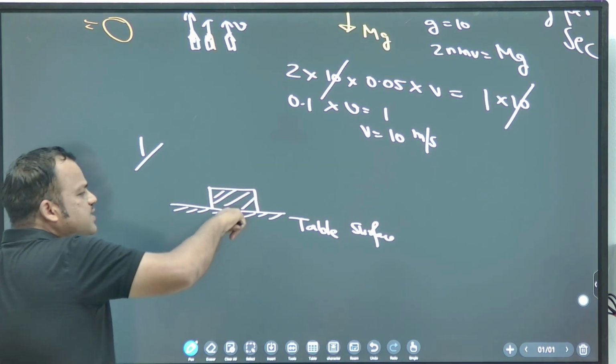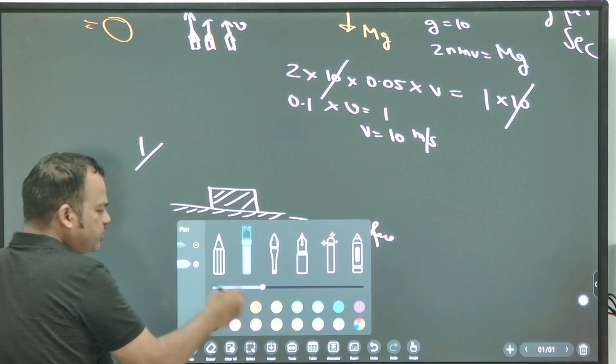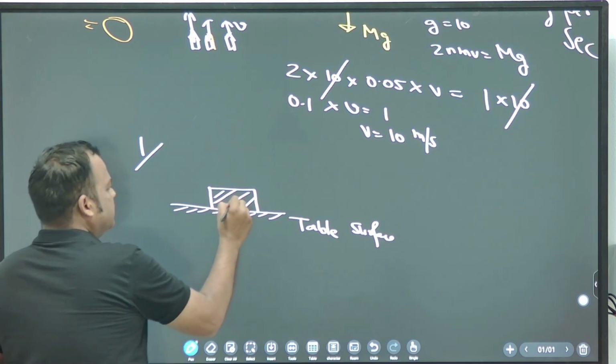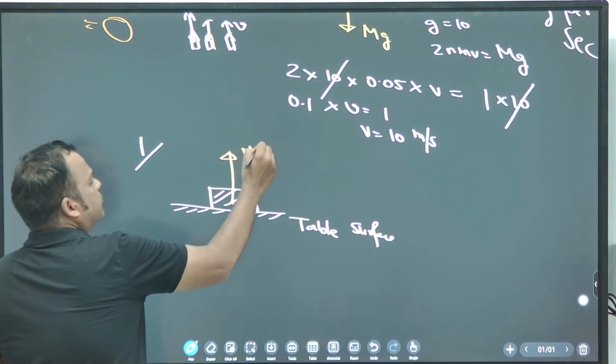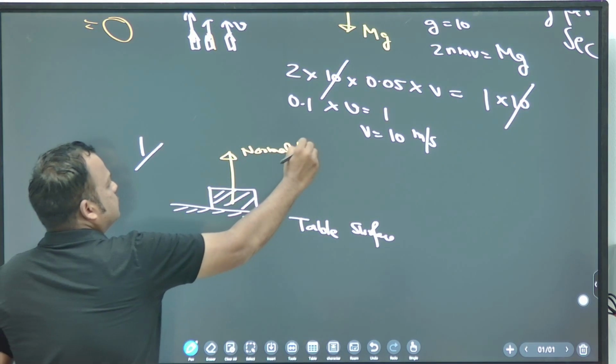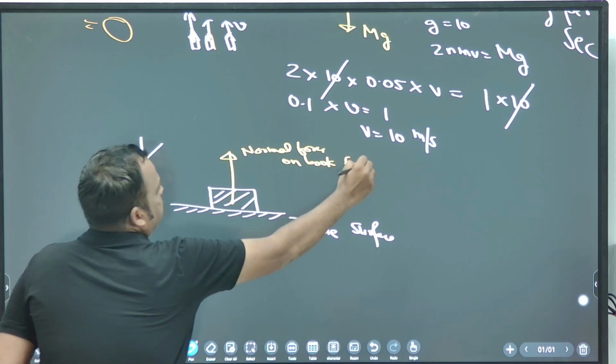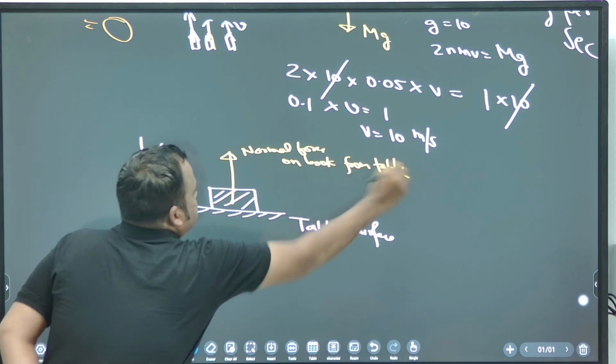So, table exerts normal force on the book. What is the direction of that force? Upward. So this is the normal force on book from table. Okay.